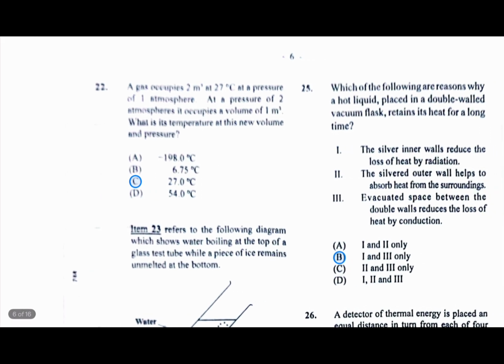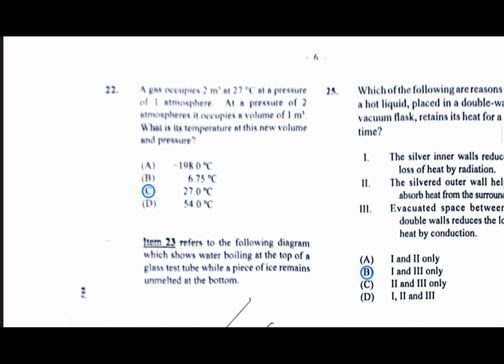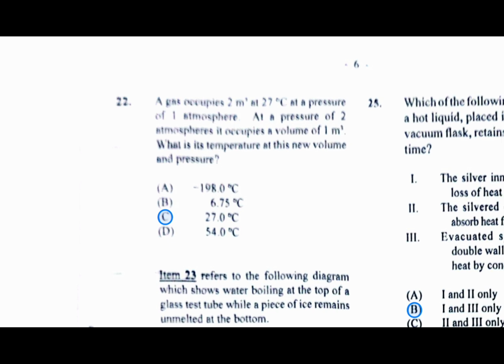Question 22. A gas occupies 2 meter cube at 27 degrees Celsius at a pressure of 1 atmosphere. At a pressure of 2 atmospheres, it occupies a volume of 1 meter cube. What is its temperature at this new volume and pressure? So in this question, they are giving us volume, temperature, and pressure. So we have to use the combined gas law. The combined gas law is P1V1 all over T1 is equal to P2V2 all over T2.